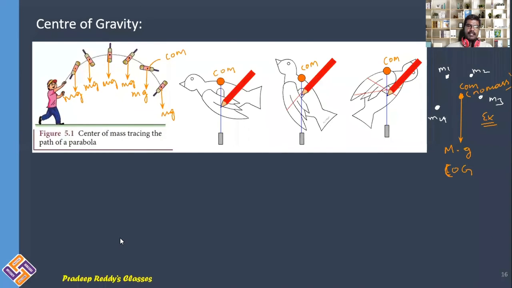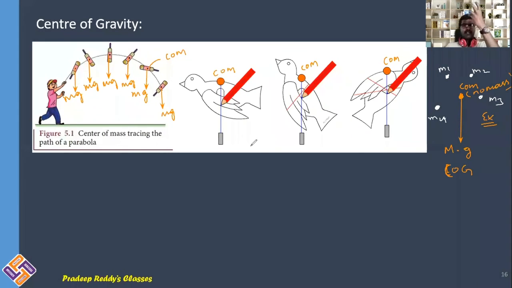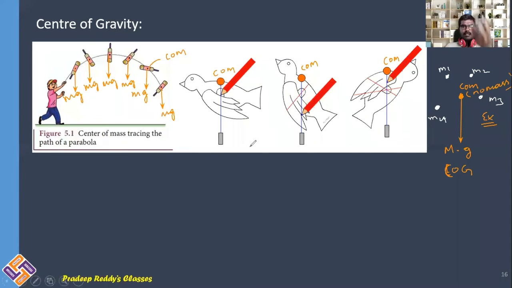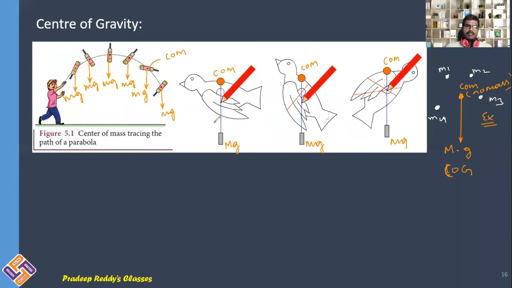You can clearly understand that in this animation. See, in the animation, there is only one force acting at the center of mass which pulls the whole body downward. That is called center of gravity. Center of gravity is acting through this body, and it will be in downward direction. This is the center of gravity direction, and it is mg. This is also mg, and it is called center of gravity.